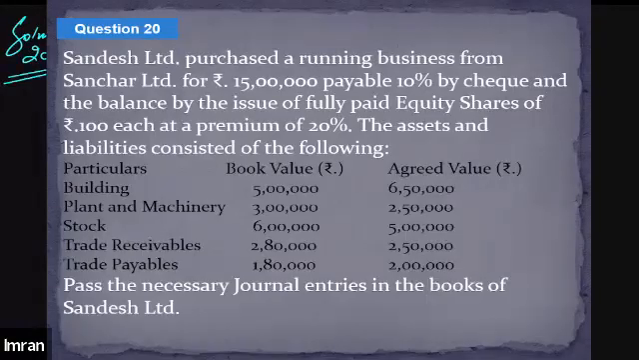Sir, here we'll be taking the agreed value amount. Yeah, we need to consider the agreed value in order to pass the journal entry for the purchase of plant and basically purchase of asset or liability. We need to consider the agreed value. Book value is not important.